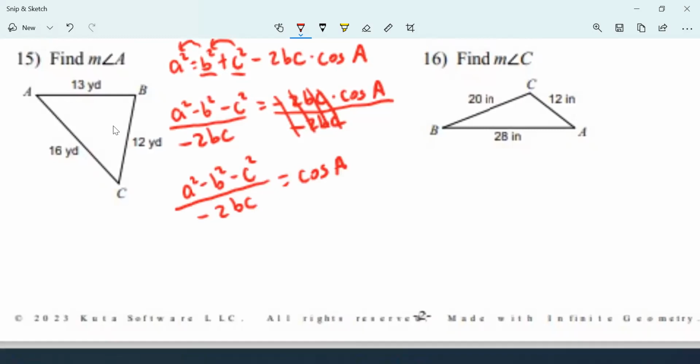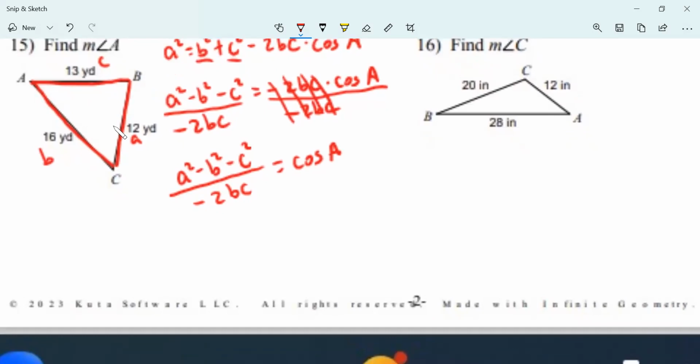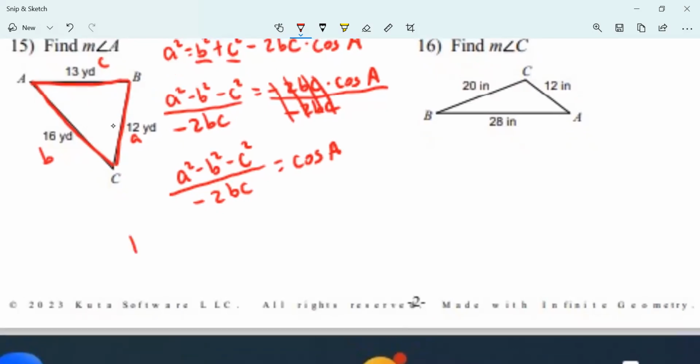The left side is all numerical, right? I can replace the values that I know. I know side A is 12. I know side B is 16. And I know side C is 13. So let me replace this as 12 squared minus 16 squared minus 13 squared. Matter of fact, let me put the top of my fraction in parentheses.